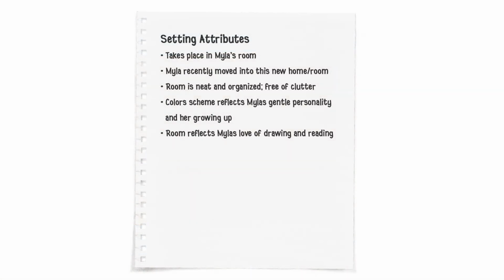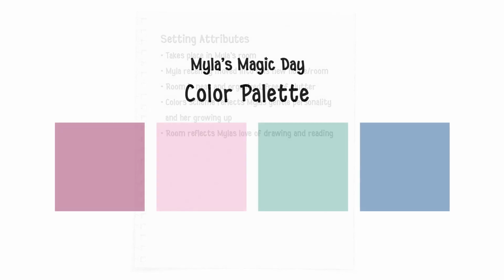So just like the characters, I like to start out by writing down attributes of the story setting to help guide my illustrations. Here are a few points I captured for the setting, which mostly takes place in Myla's bedroom. I also like to create a main color palette up front that reflects the character and setting attributes. I started with this one you'll see here.